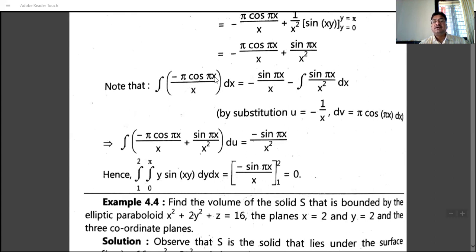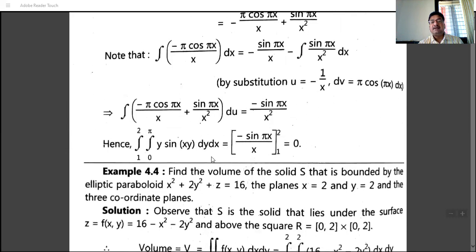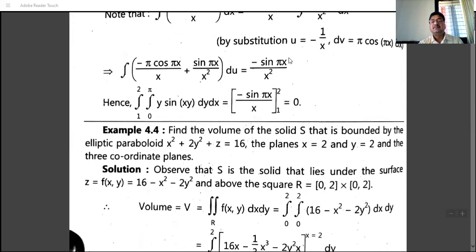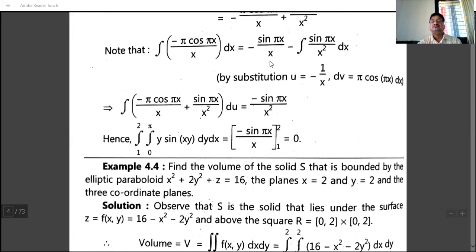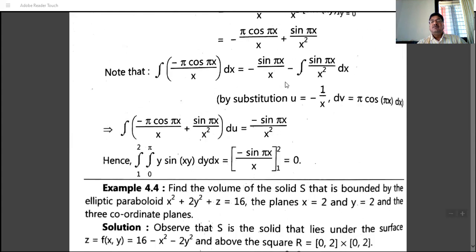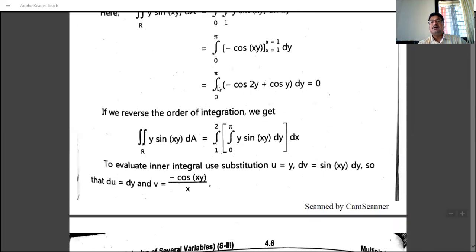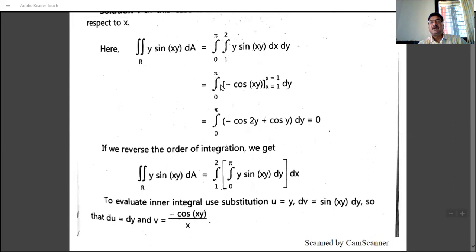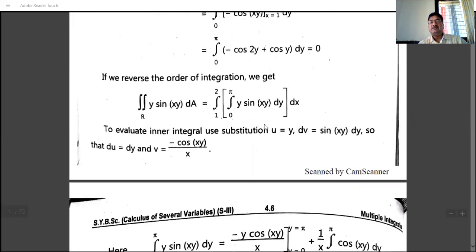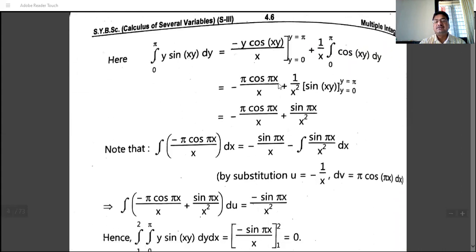Taking 1 by x as the first function and cos by x as the second, we use integration by parts: first times the integral of the second, minus the integral of the derivative of the first times the integral of the second. The derivative of 1 by x is minus 1 by x square. So we apply the by-parts rule, then take the value at the upper limit minus the value at the lower limit. After simplification we integrate this part, and with the limits from 1 to 2 we have the answer 0. Similarly here, for the y term, this integration is also by parts. We have the answer 0.